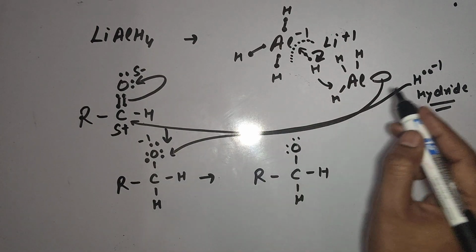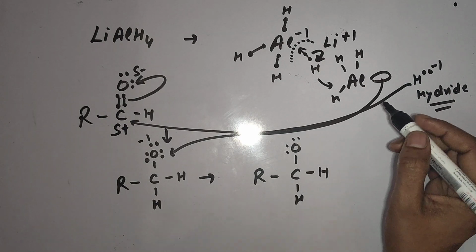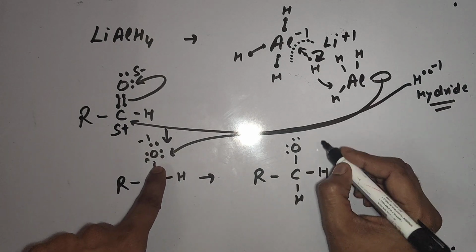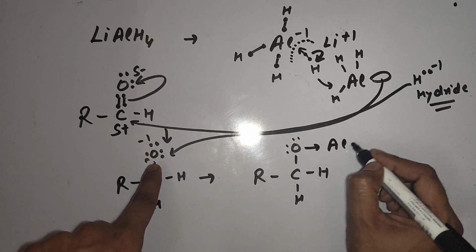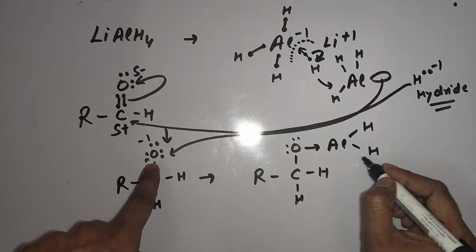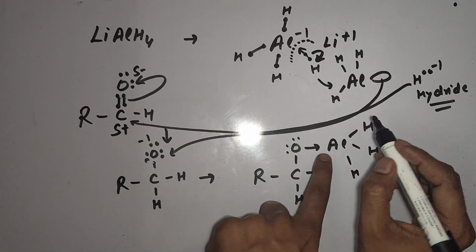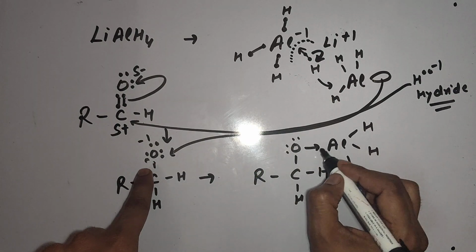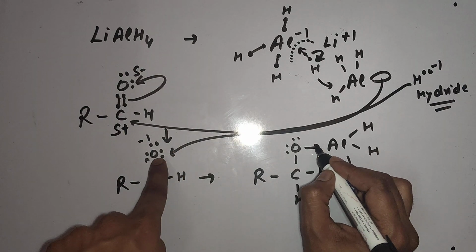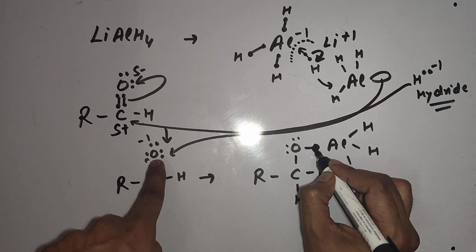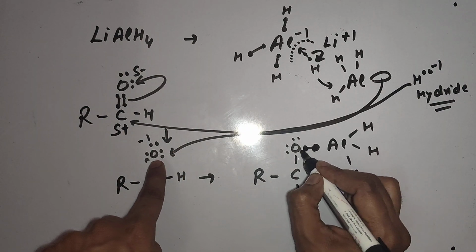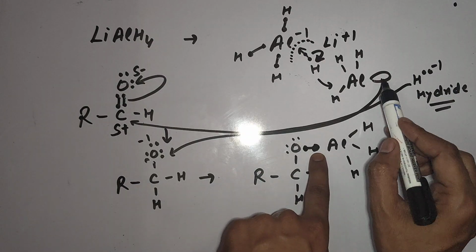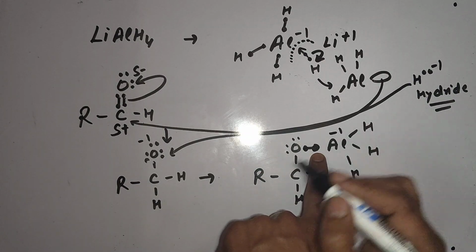Between oxygen and aluminium, which bond will generate? Dative bond. Lone pair, vacant orbital, like this. Now because aluminium is again getting one extra electron, out of these 2 electrons, one electron will be toward aluminium and 1 electron will be toward oxygen. So aluminium is gaining 1 extra electron. That's why again a negative charge will generate over it.